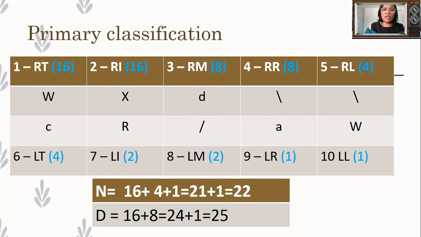Yes, because it belongs to where? So the numerical value of the right thumb is 16. So you obtain 16. You place it here. And then we proceed with number 3, right middle.